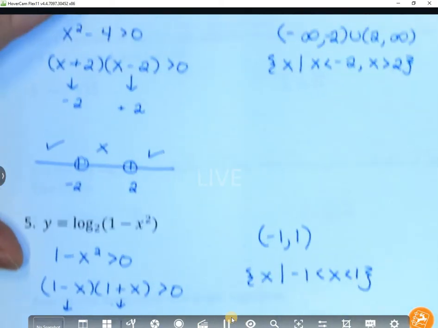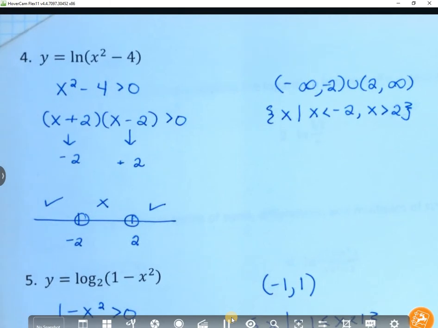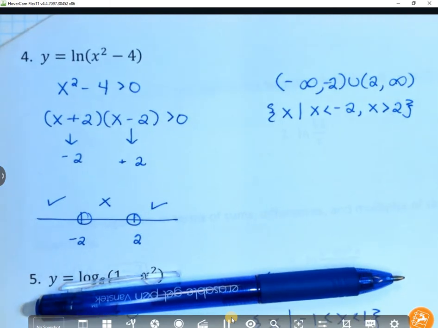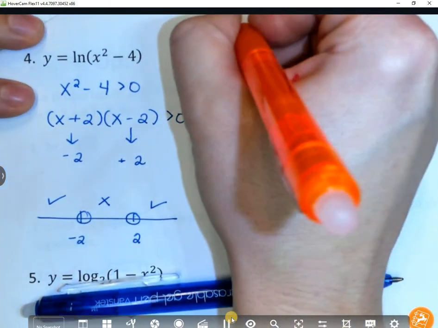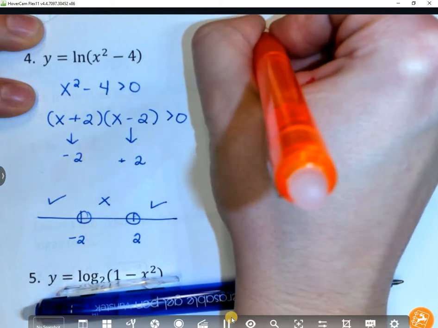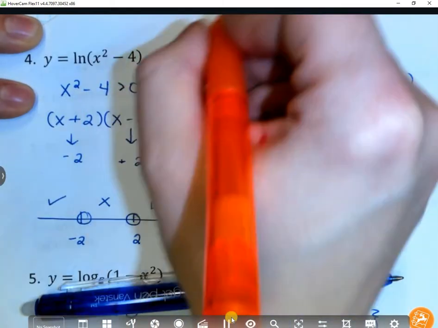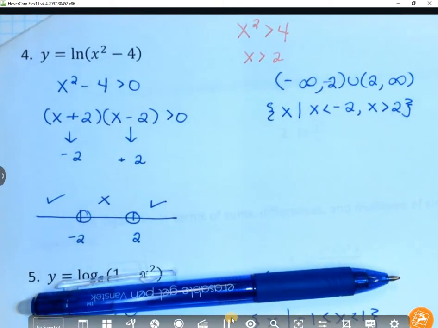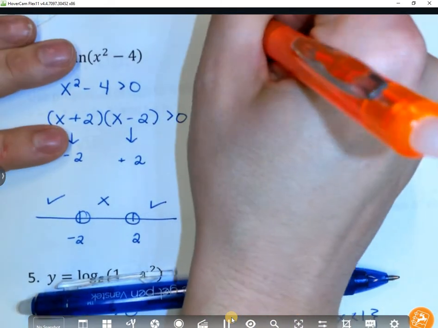Okay, so let's take a look at the answers. Here is problem number 4. Starting with problem number 4. Ladies and gentlemen, please notice what I did not do. Please do not just say, okay, x squared is bigger than 4, so x is bigger than 2. You're missing a lot of your answer. Does that make sense? Don't do that.